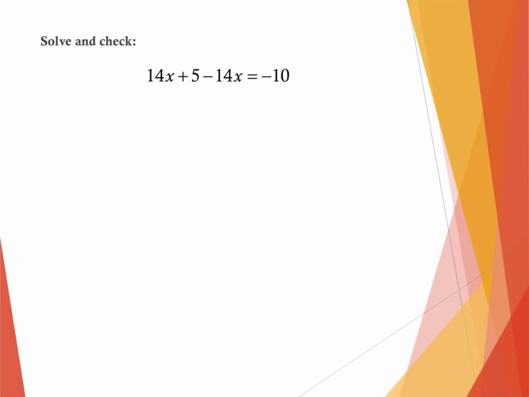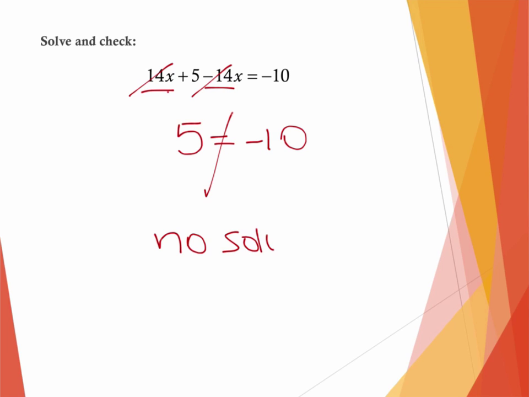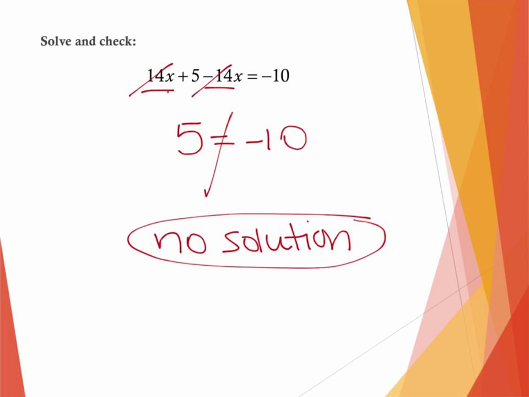14x plus 5 minus 14x is equal to negative 10. So again, I'm going to combine my like terms. 14x minus 14x, well, they just cancel each other out. So I'm left with 5 is equal to negative 10. I know that is never a true statement, so they're not equal to each other. In this case, we have no solution, because there is no x value that's going to satisfy the original equation.